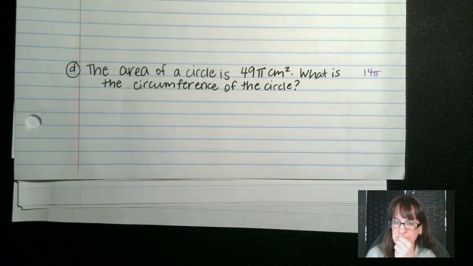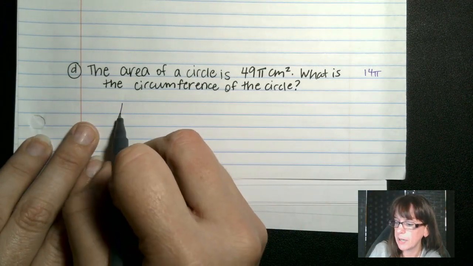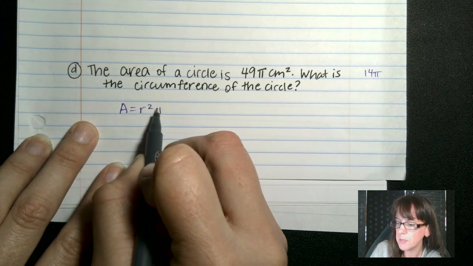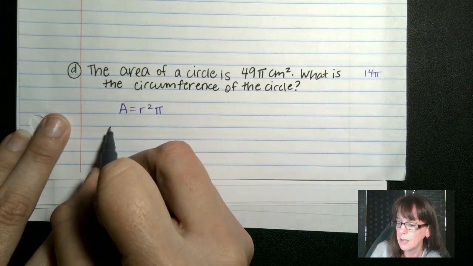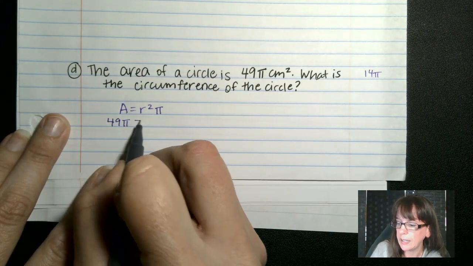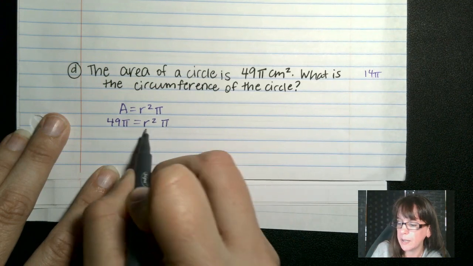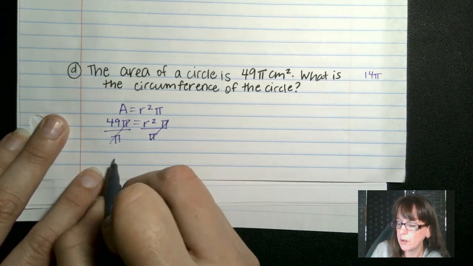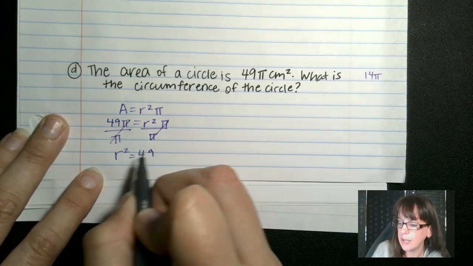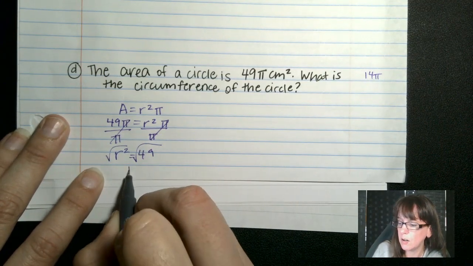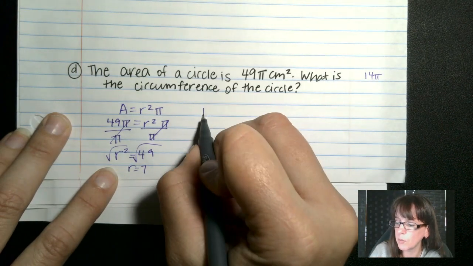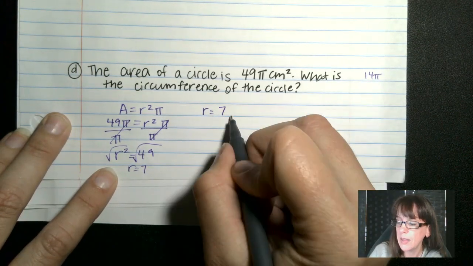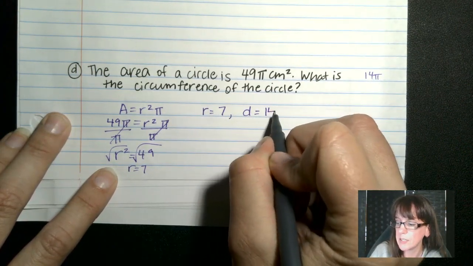So the area of a circle is this. What is the circumference? Remember, area equals radius squared times pi. And if we know the area is 49 pi equals radius squared times pi, divide both sides by pi, I end up with r squared equals 49, square root both sides, r equals 7. So now that we know our radius equals 7, that means our diameter equals 14.